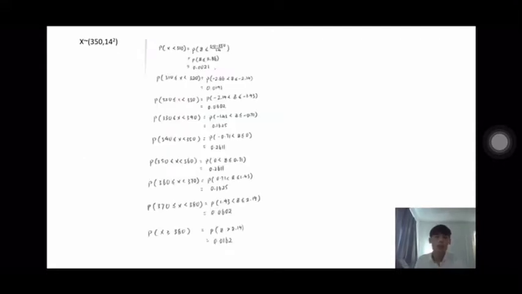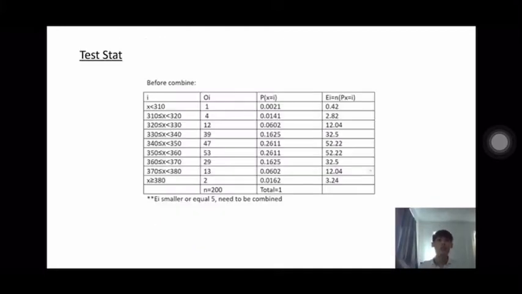We transform the X to Z by using standardization to find the probability. Now we are going to do the test statistic. This is the OI, and this is the probability, and this is the EI, which is n multiplied by the probability. We can see that there are some EI which are smaller than or equal to 5, so the EI must be combined.